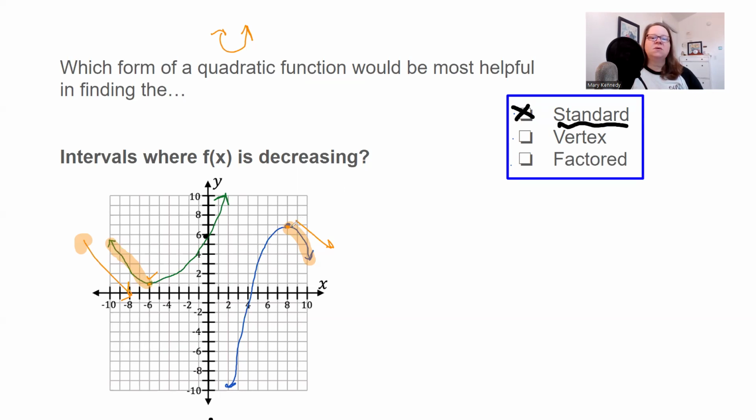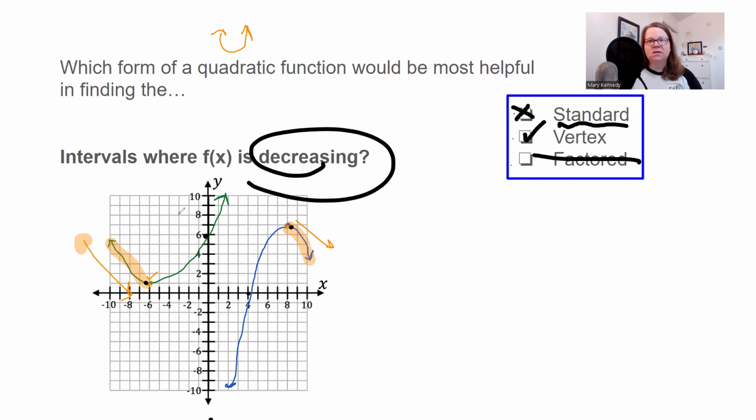The vertex, though, is a really key point, right? It decreases until it gets to the vertex and then it increases, or it increases till it gets to the vertex and then it decreases. So vertex form is what we're looking for here. The factored form gives us those x-intercepts, and the x-intercepts, the green one doesn't even have any, so that's not helpful at all. So we don't want that. Vertex form is what you want if you are figuring out where f of x is decreasing.